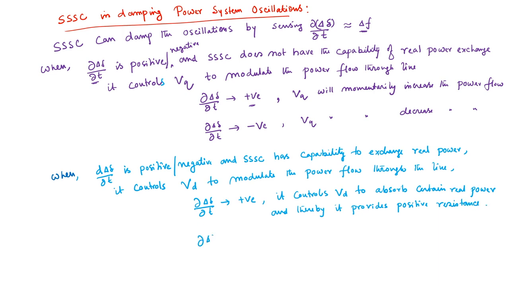Similarly, when this del t is negative, Vd is controlled to deliver a certain amount of power, and thereby it provides the negative resistance. Okay. So, that is what it does, and that is the action of SSSC to damp the power system oscillations or low frequency oscillations of power system.